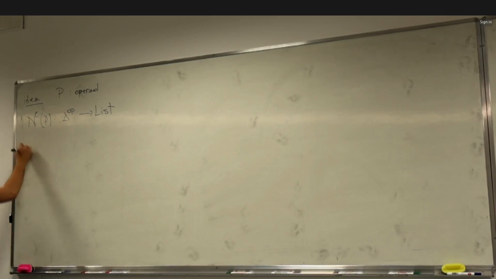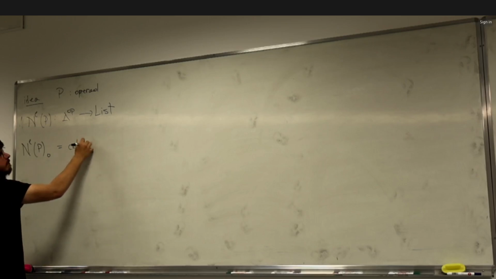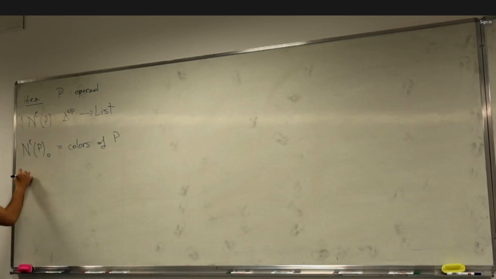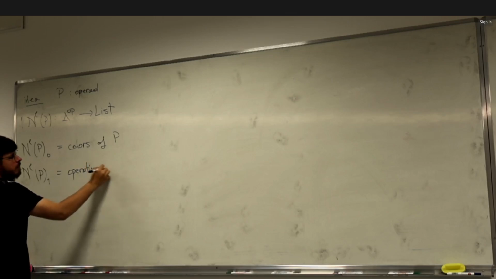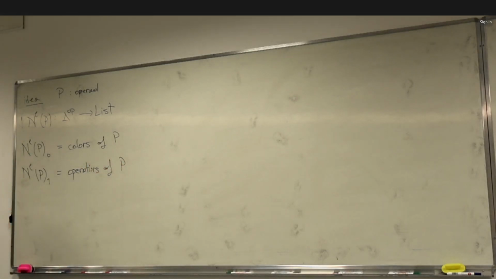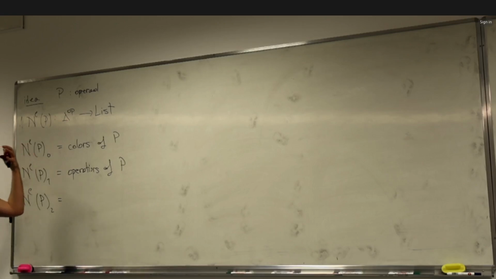So NLP0 is the colors of P, and just like for categories, NLP1 is the operations of P. And what should the higher simplices be? Say NLP2 is what? Well, if we follow the categorical idea, these should be sequences of composable operations, right? That's what higher simplices are supposed to record.